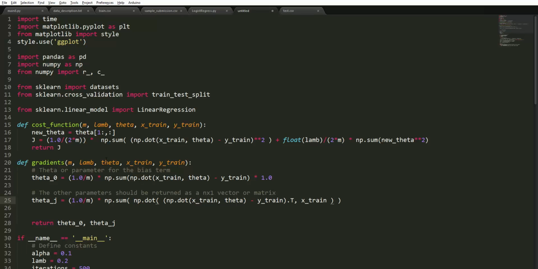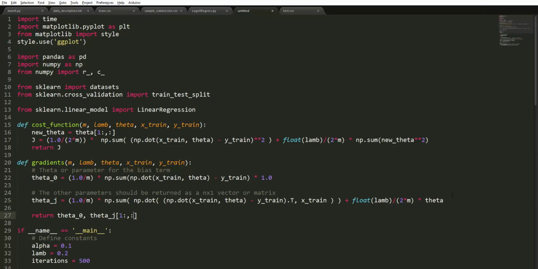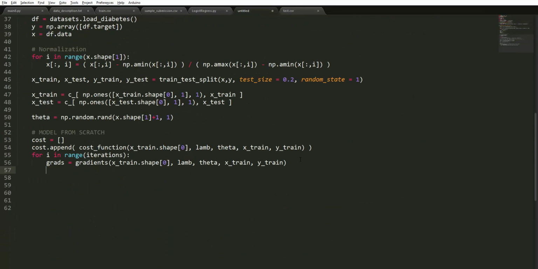Please take a look at a little bit of the code. There are some matrices that need to be transposed as in the theta sub j, and basically it's the same for the rest of the gradients, right? It's just the derivative of the cost function. So so far we have the gradients, we have the cost function, and we have to return in the gradients function the theta sub 0 and the theta sub j.